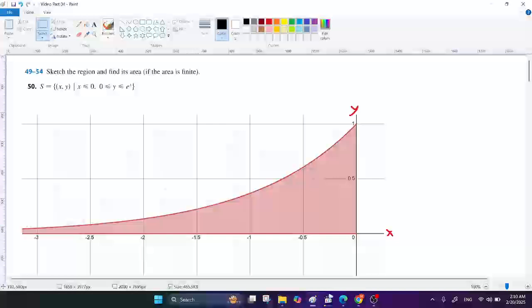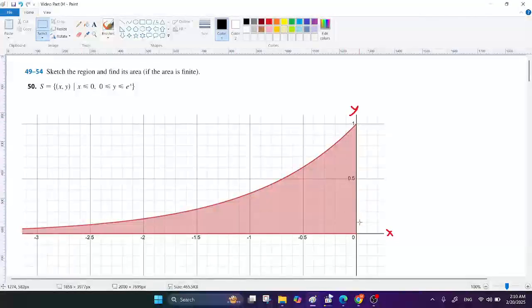So here you draw e to x, it's easy, okay? And x is less than or equal to 0. So you just have this side, the left side of the x-axis, okay? And what more? You have y is greater than or equal to 0, less than or equal e to x, okay? So this is our region here.